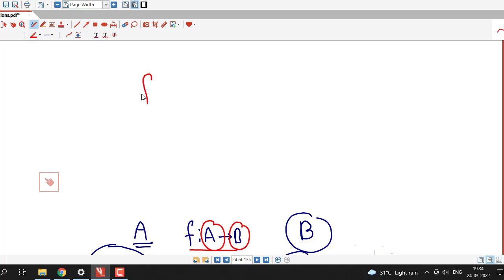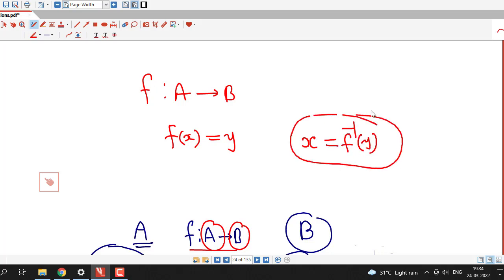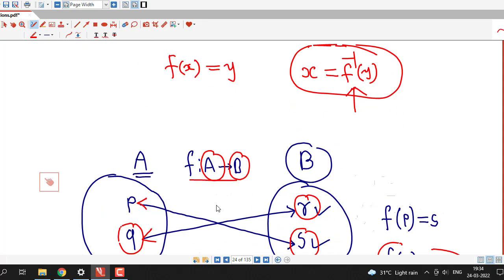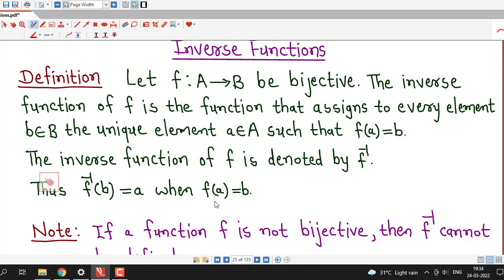And suppose our function is from an infinite set to an infinite set. Suppose our function is defined in this way, f of x equal to y, then we will consider x equal to f inverse y. And we will see in the examples how we can define f inverse if f is given from one set to another set, provided f is bijective. So here I have written the definition. If they ask for the definition, you should write it in this proper way. Let f from A to B be bijective. Another word is 1-to-1 correspondence or 1-1 and onto.